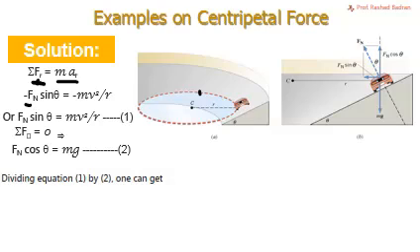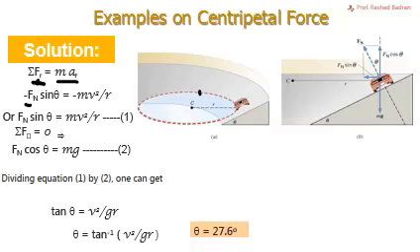We will solve them by dividing one by the other. We will get tan theta equals v squared over gr, and from here theta is tan inverse of v squared over gr, and this is the answer for the problem. If you substitute the values, you're going to get an angle of 27.6 degrees. This is if the wanted speed is 13.4 as requested.